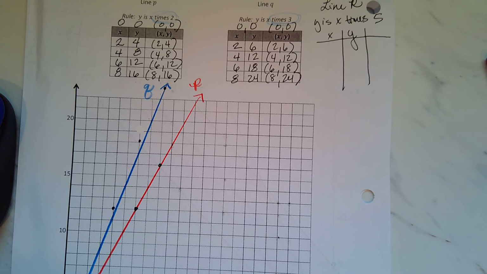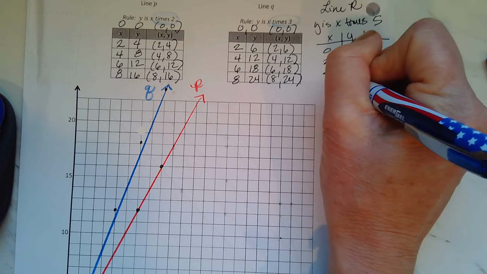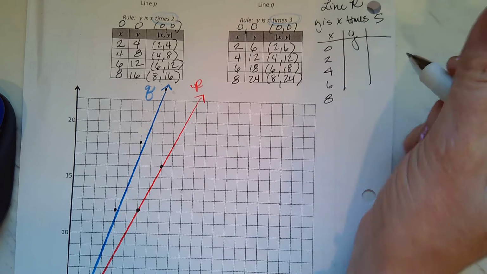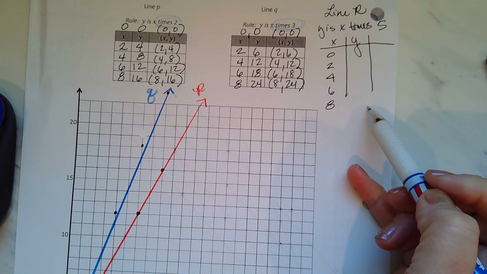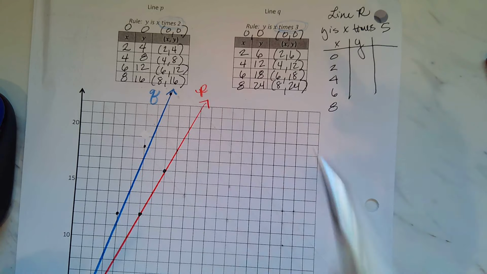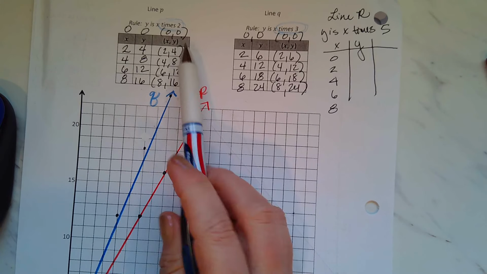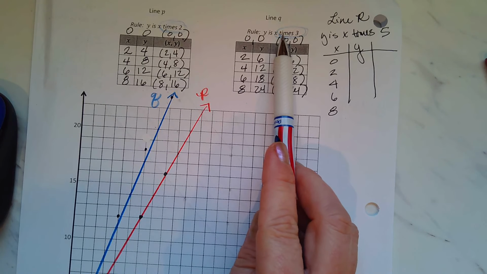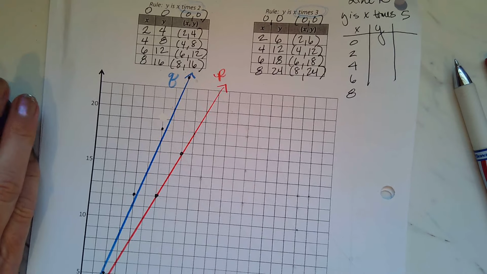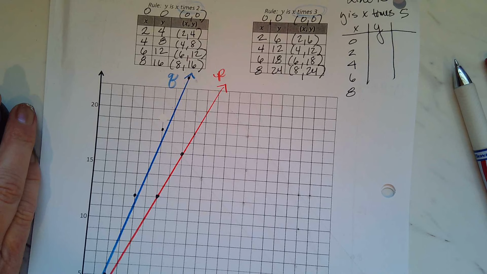So go ahead and we're going to use 0, and we're going to use 2, 4, 6, 8 again. And you're going to use this rule, figure out what your coordinate pairs are, plot it, draw the line, and then I want you to try to say, for instance, line P went up, it increased 2 times as fast, and line Q increased 3 times as fast. Go ahead and complete the chart and make your line and try to make that correlation or that relationship.